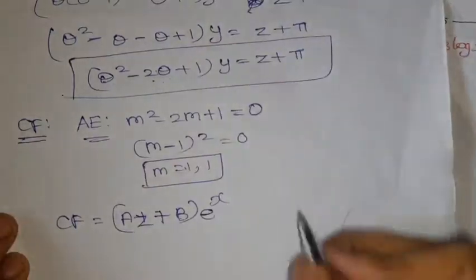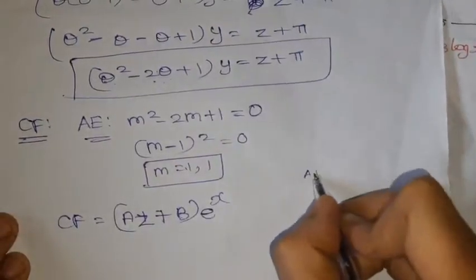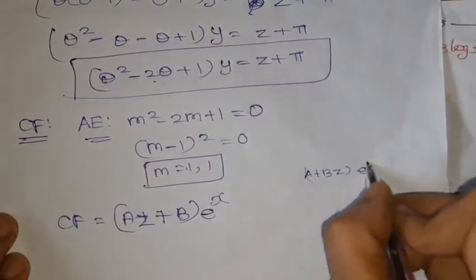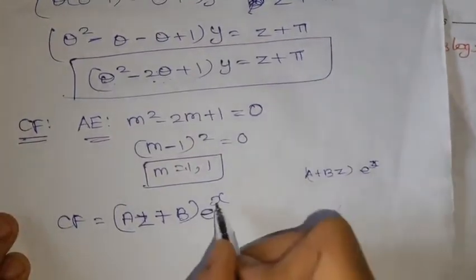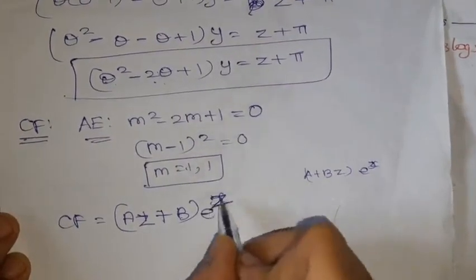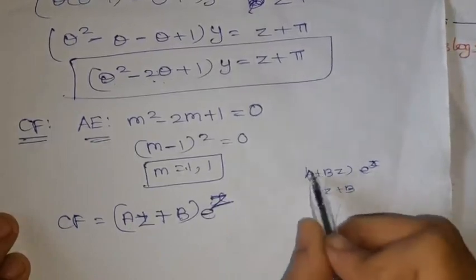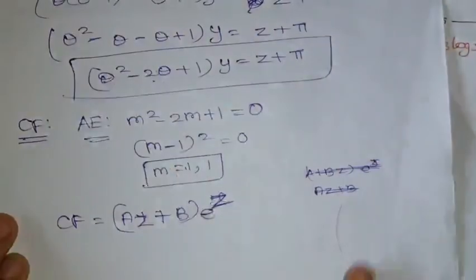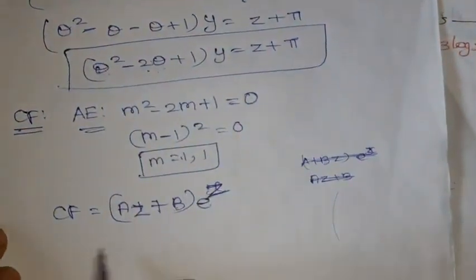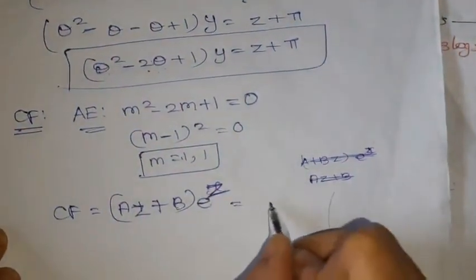e power mx, sorry. So here m is equal to 1 only. Two roots are equal. So (a plus b z) into e power z, or (a plus b z) into e power z. Both are same only. According to the option we can rearrange. So a is z plus b.